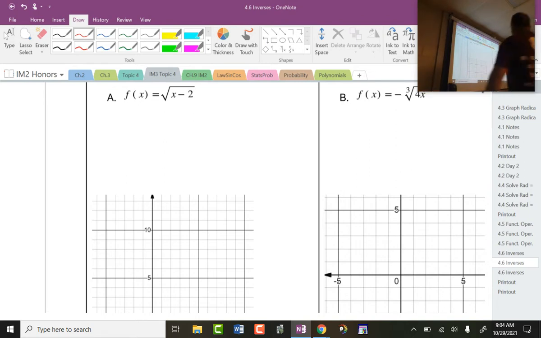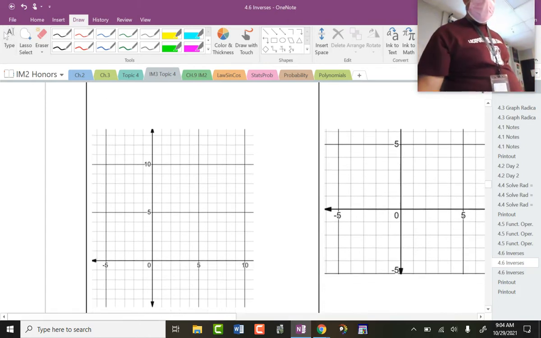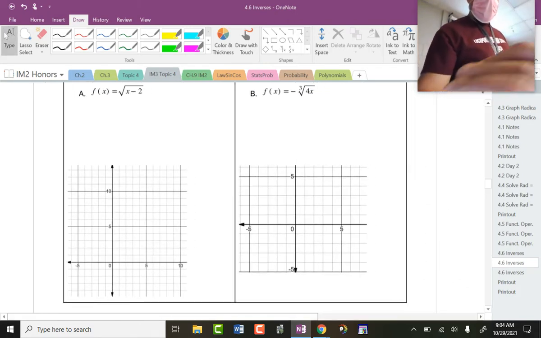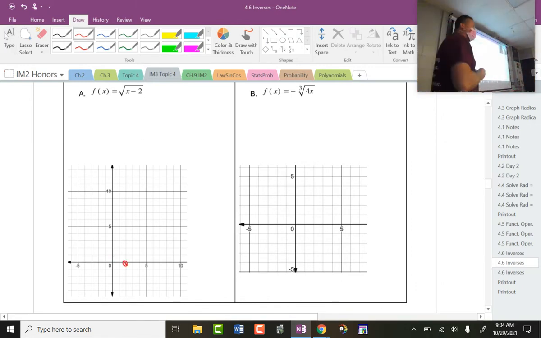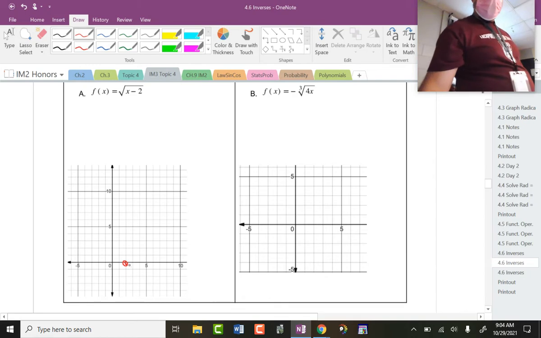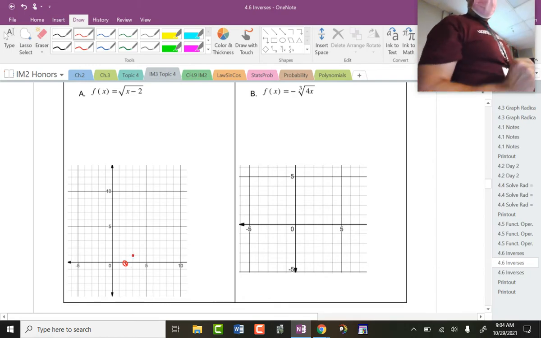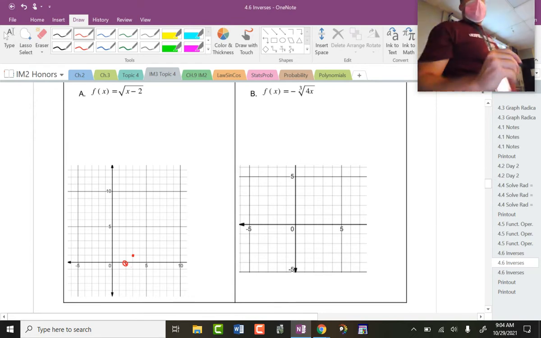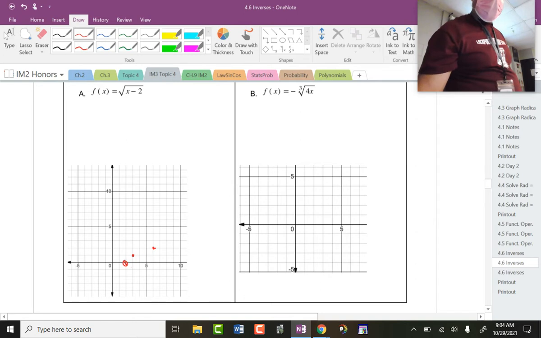Done. 2 minus 2 is 0. Square root of 0 is 0. So, okay, 2, comma 0. And then the next thing I should plug in is 0. Wrong. 0 is a square root of a negative. I have to plug in 3. 3 minus 2 is 1. Square root of 1 is 1. So, 3, comma 1. And then maybe the next one is 6. 6 minus 2 is 4. Square root of 4 is 2. So here's that same classic square root looking graph.